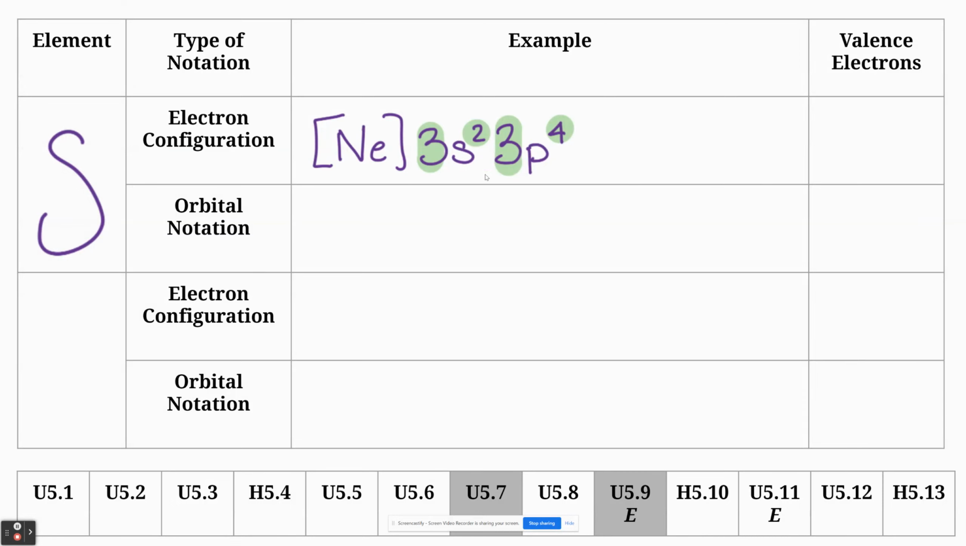And then we can also do valence electrons right away. Remember, we just look for the highest number. So the highest number here is 3, and it shows up in 2 spots, so I have to add these 2 electrons together. So 2 plus 4, sulfur has 6 valence electrons.